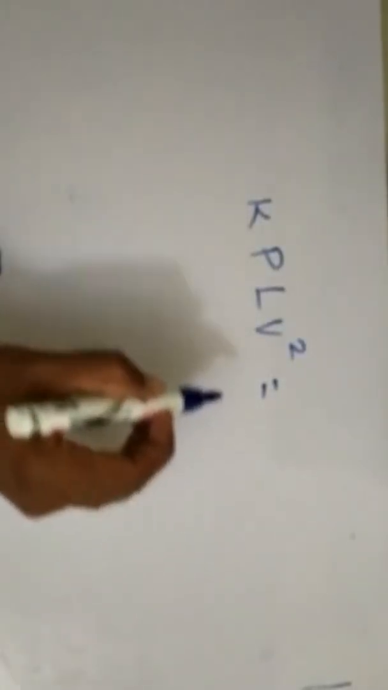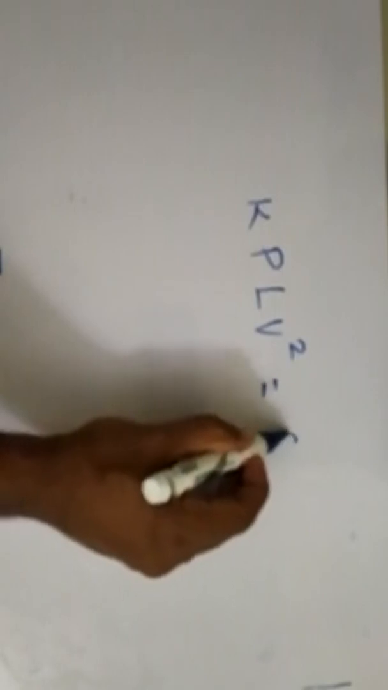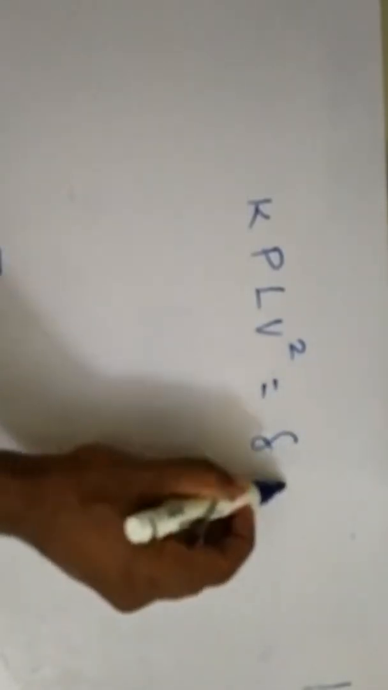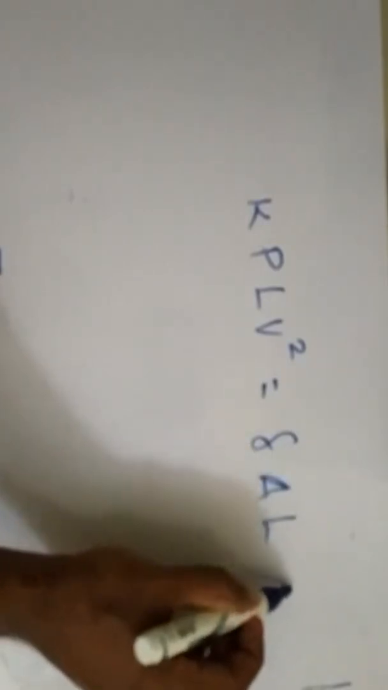Okay, now what I am going to do is equate the force causing the flow and the force resisting the flow, because there are no other forces involved in this open channel. If I equate both terms, then I get K times P times L times V square is equal to unit weight times area times length times sin I.